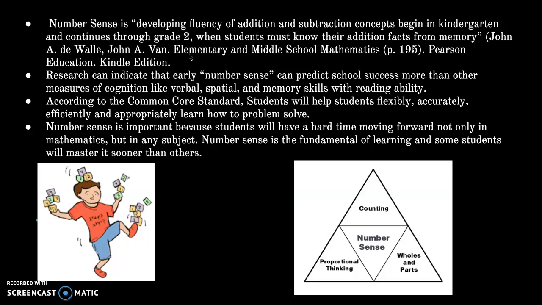Something interesting about number sense is that researchers can actually indicate that number sense can predict school success, and other measures of cognition like verbal, spatial, and memory skills. When I was looking up this chapter, that was very interesting. Number sense can play a big role in our success in the classroom. It actually helps our brains develop certain methods, certain styles of how we're going to learn.